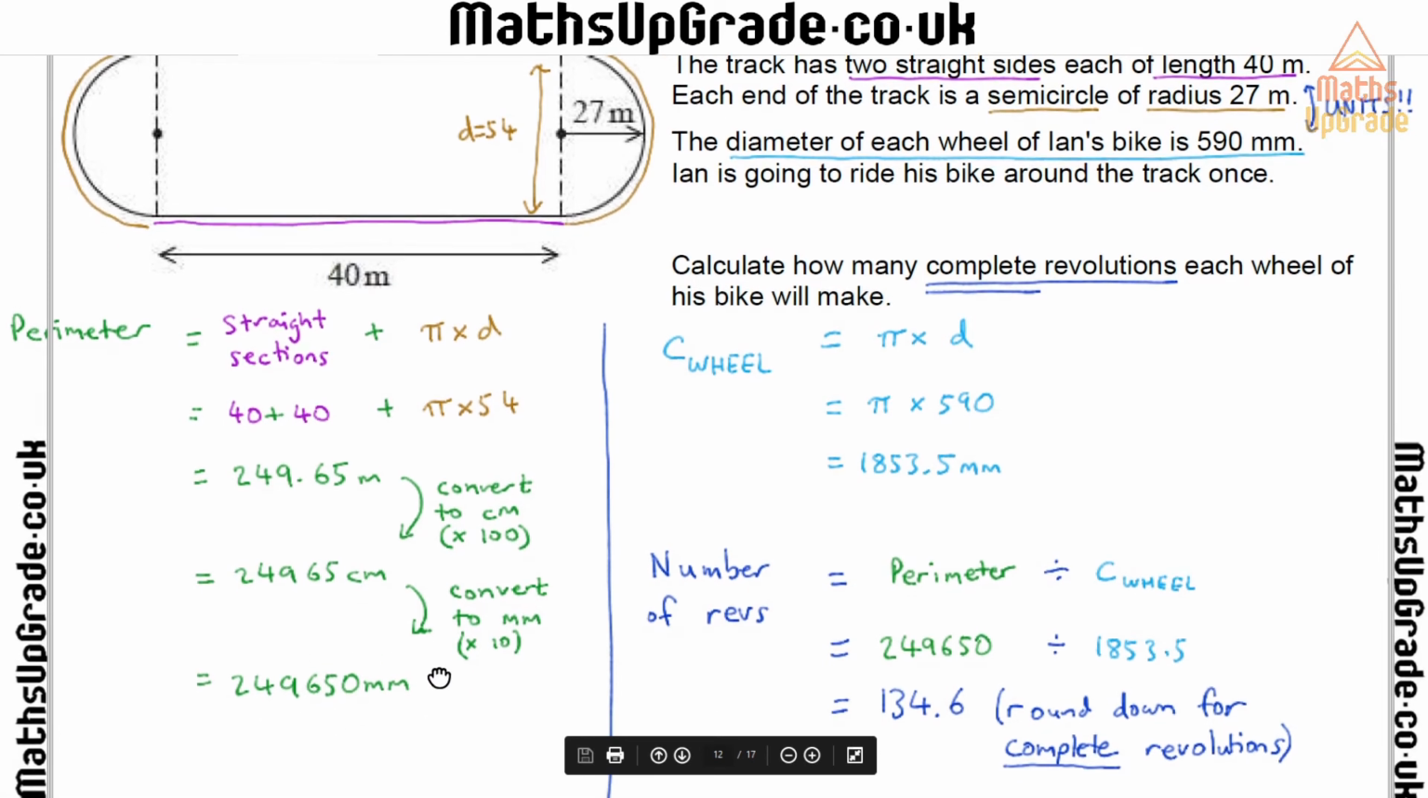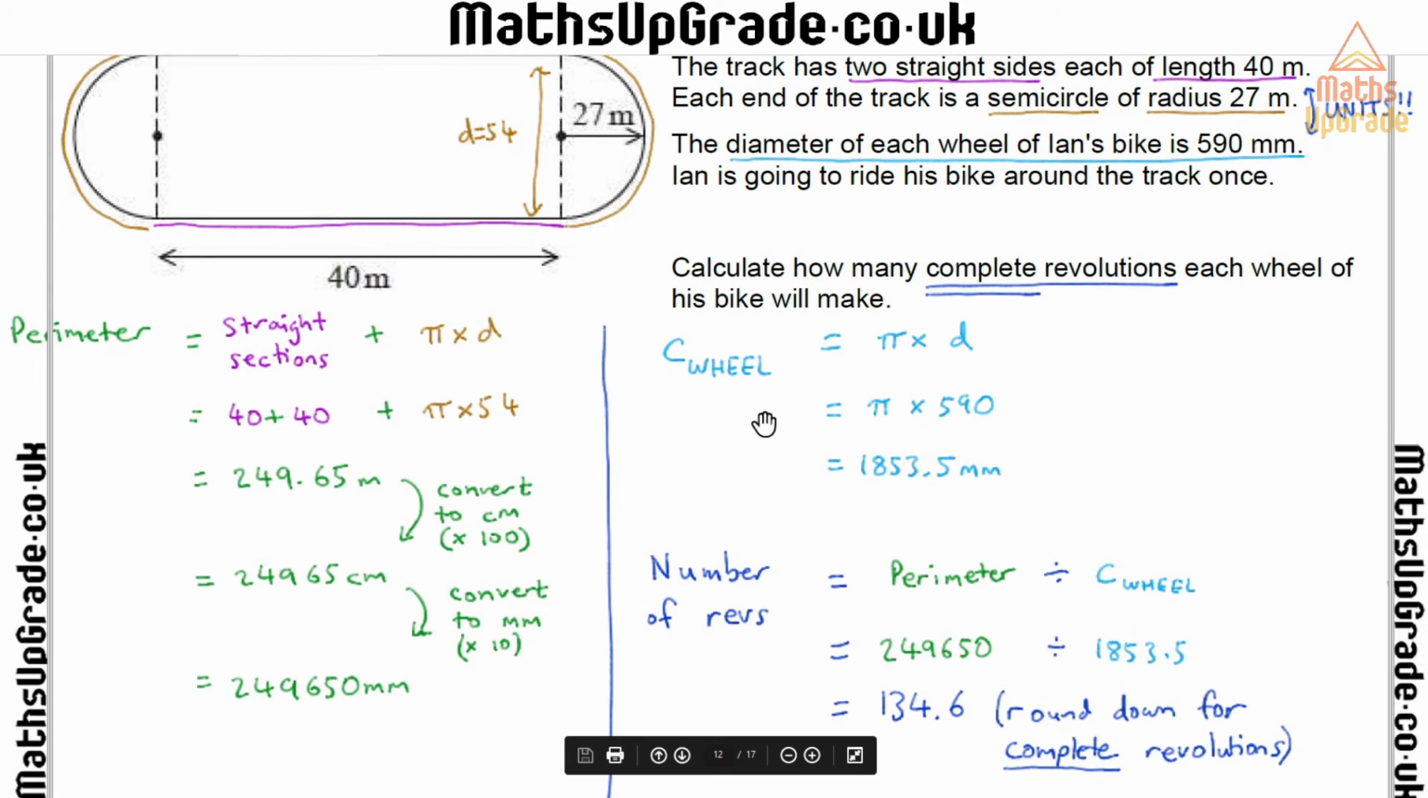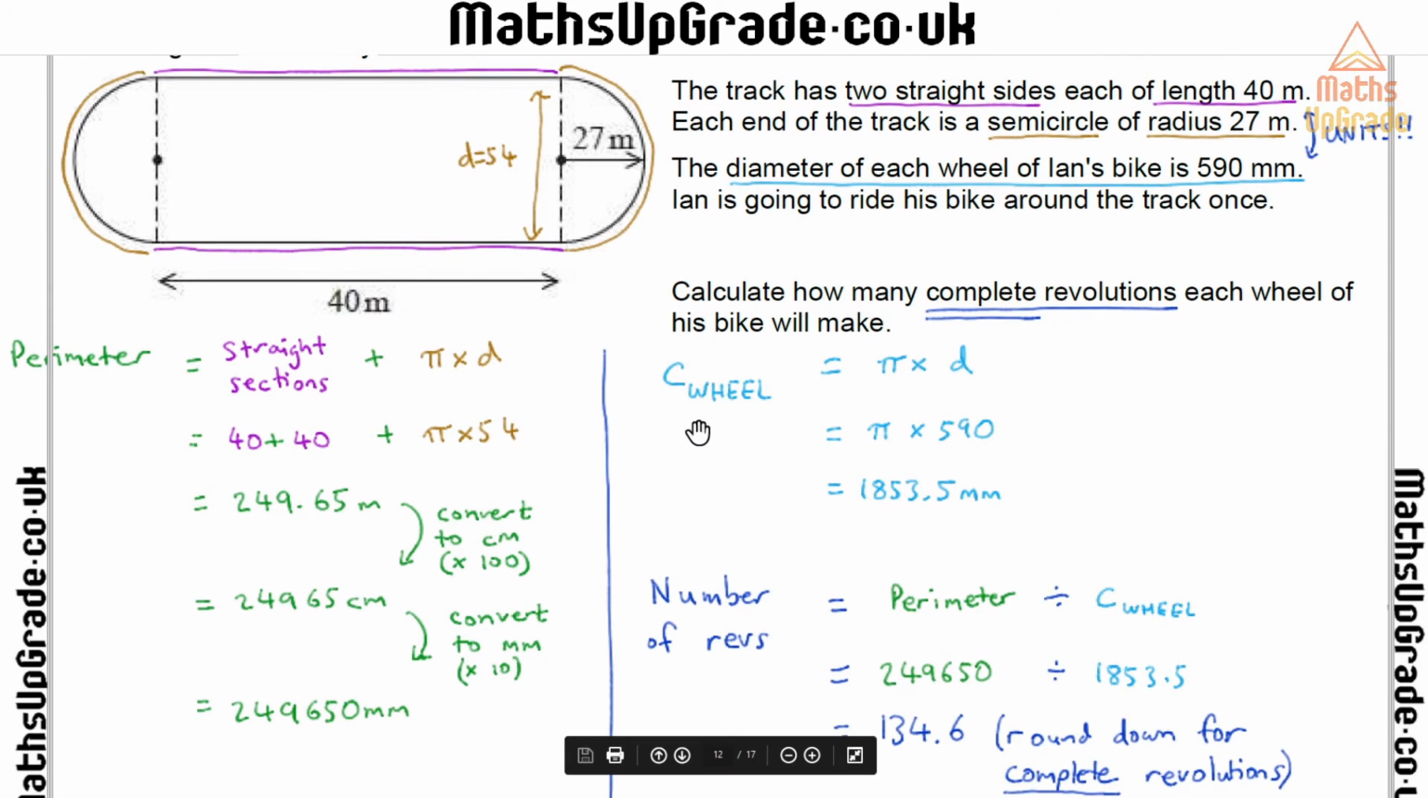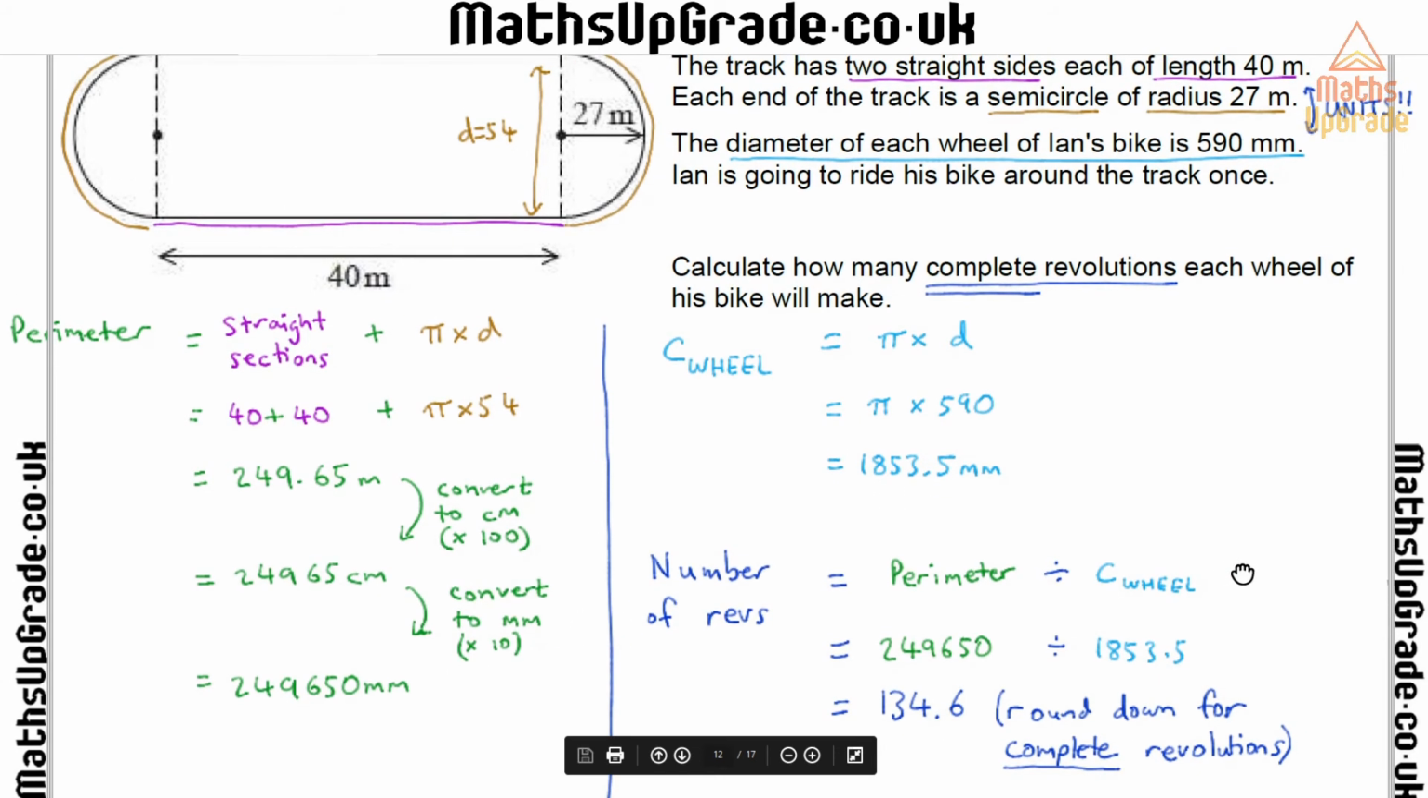So now, the next stage is I'm going to find the circumference of his wheel. The circumference of his wheel in millimeters is just pi d, same as what I used here. So it's pi times 590 millimeters, which is 1853. The number of revolutions is the whole perimeter, which I've worked out here, divided by the circumference of his wheel, which I've worked out here. So if I divide those through, because they're in the same common units now, I'd get the number of revolutions. So the number of revolutions is 134.6.